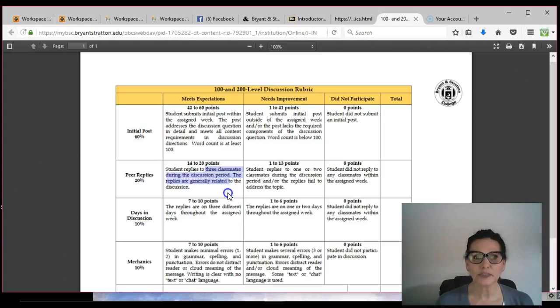Replies are generally related to the discussion. Get in the habit now of asking each other open-ended questions, questions that spur the conversation forward. Things such as "nice job," "I agree," "well done" will get you only the minimum points. I'm looking for open-ended questions that spur the thinking bigger.